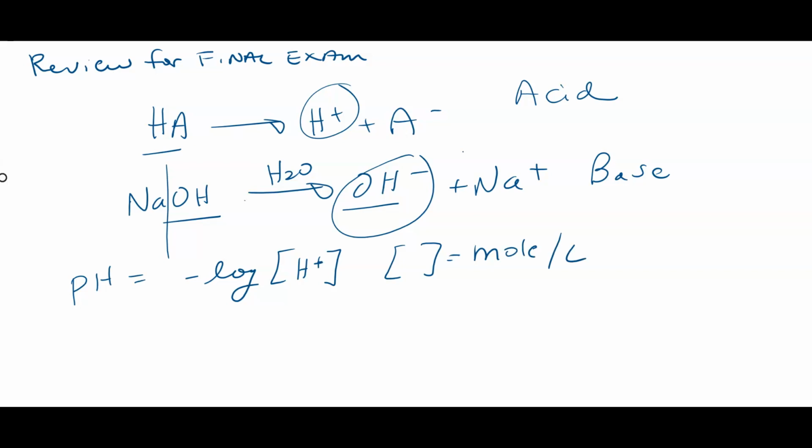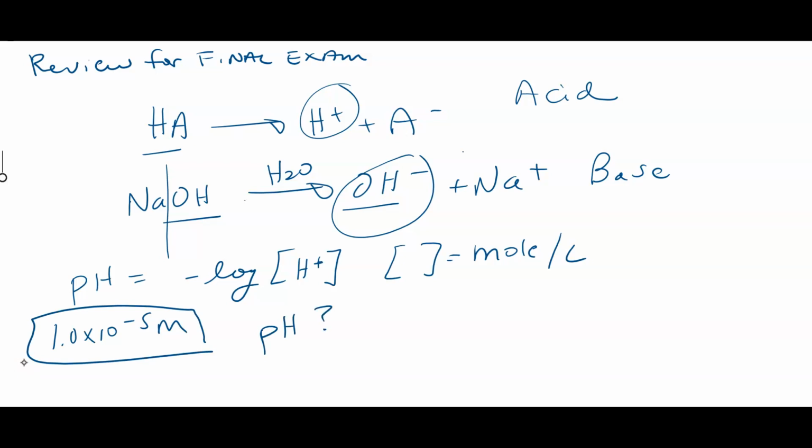So sometimes the problem might just give you grams of something. You'll have to figure out molarity first, or it will give you the molarity. So let's say I gave you molarity in the problem, and you were given a problem that says the molarity of an acid in water is 1 times 10 to the minus 5th molar. That's given to you in the problem, and they're asking for what the pH is.